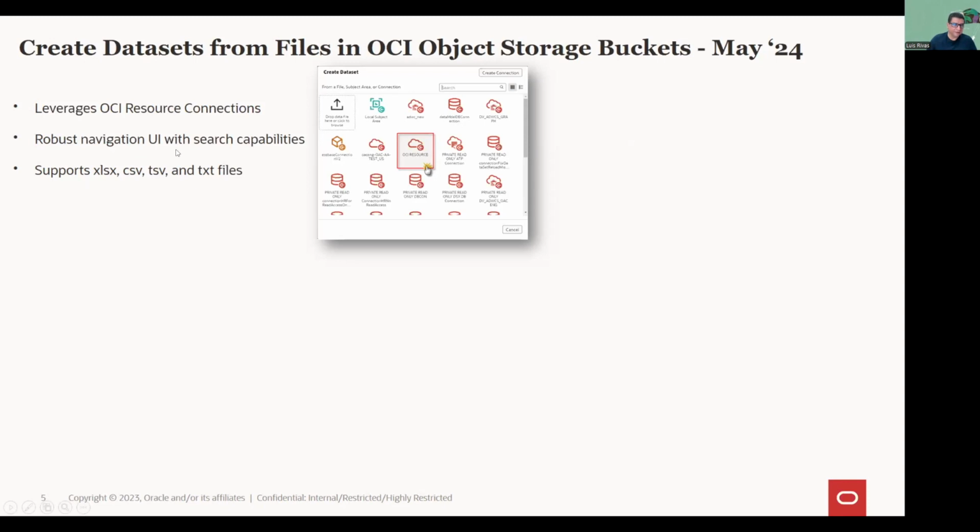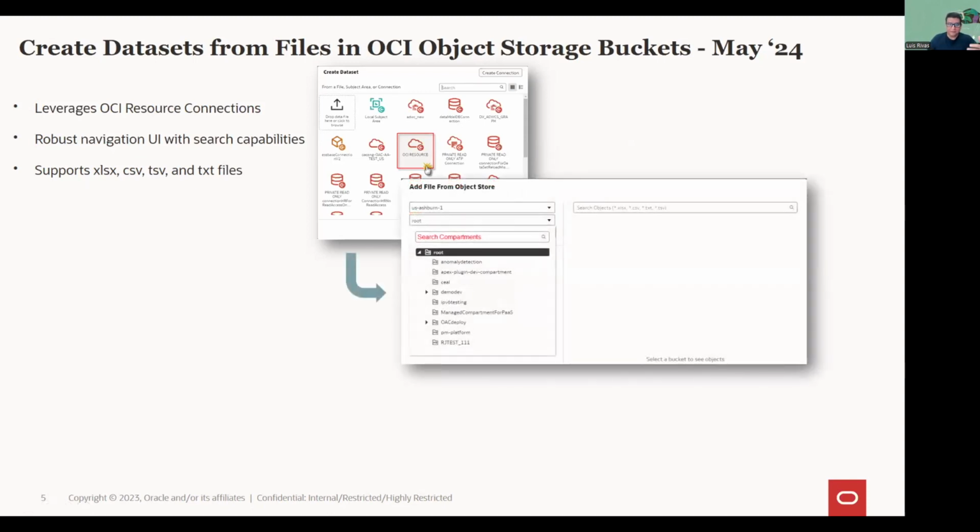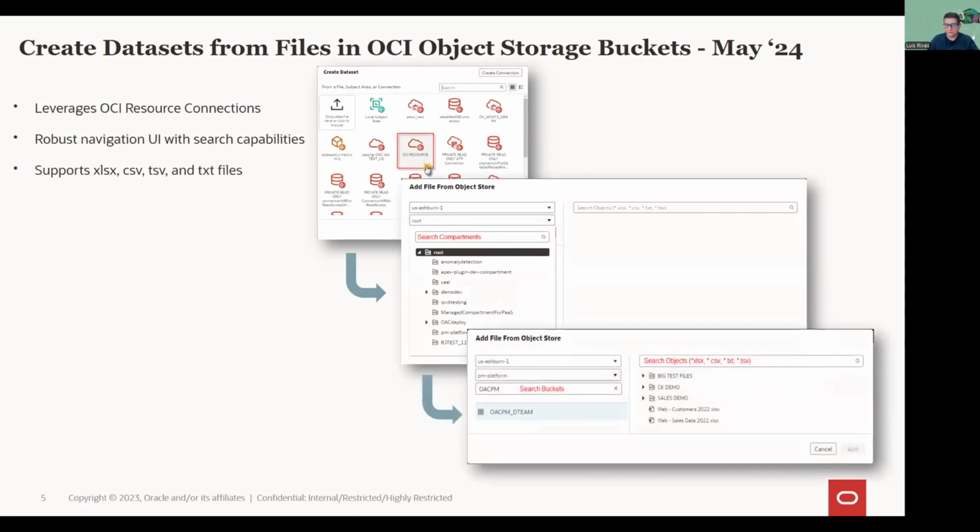We spent a lot of time providing a very robust and rich navigation, which I'll demo in a minute. It's going to default to your home region, and then you'll be able to change the region if you need to. You'll be able to search compartments, search buckets, and then search objects with robust search capabilities. We will support the regular files that we support for the local file system, which is Excel, CSV, TSV, and delimited files, and you'll be able to set the delimiters, etc.